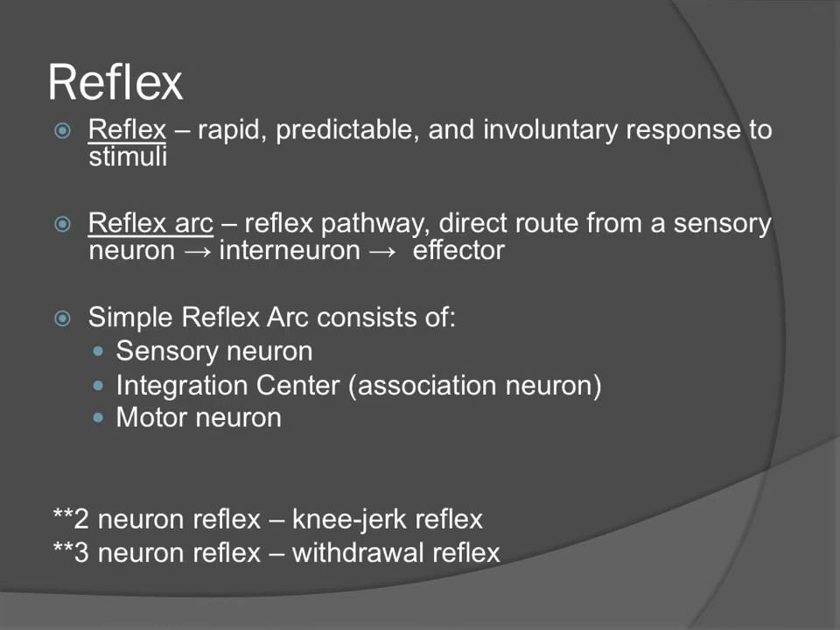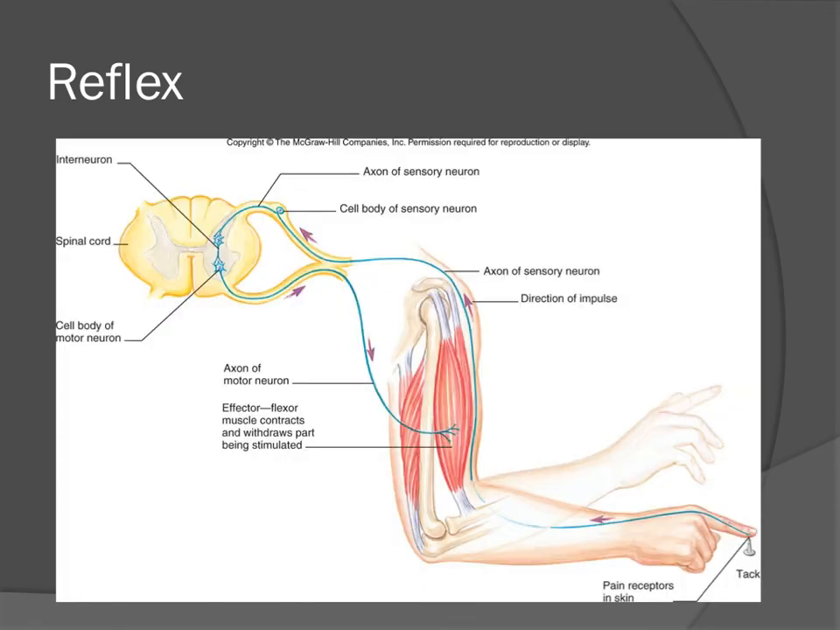You have a reflex. A reflex is a rapid, predictable, and involuntary response to stimuli. Your reflex arc is the reflex pathway. This is the direct route from a sensory neuron, the interneuron, to the effector. Then you have a simple reflex arc consisting of sensory neurons, an integration center, and a motor neuron. Then the second is your knee-jerk reflex, and the third is your withdrawal reflex.